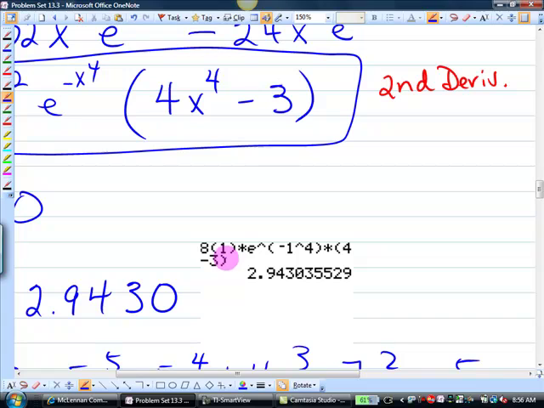8 times 1 times e to the, and I plugged in negative 1 to the 4th, times 4 minus 3. I was just plugging in 1 everywhere there was an x, but put it in there, and you should get 2.9430. Just double check that you can do that kind of thing, because that'll be the easiest way for you to do it on the calculator.